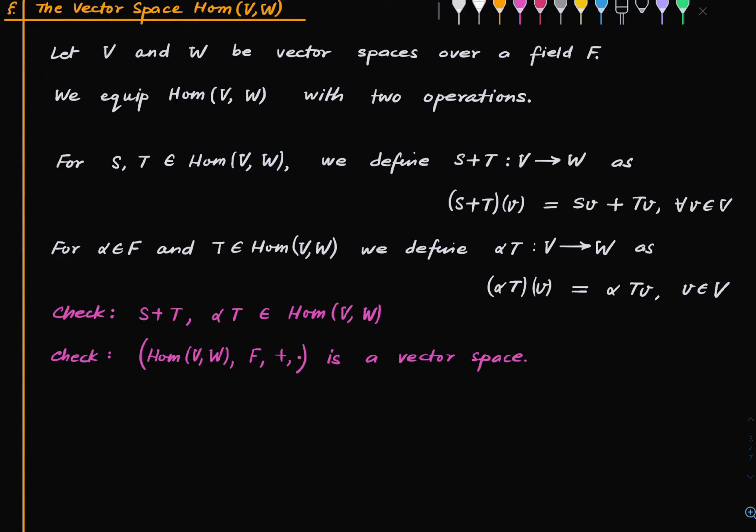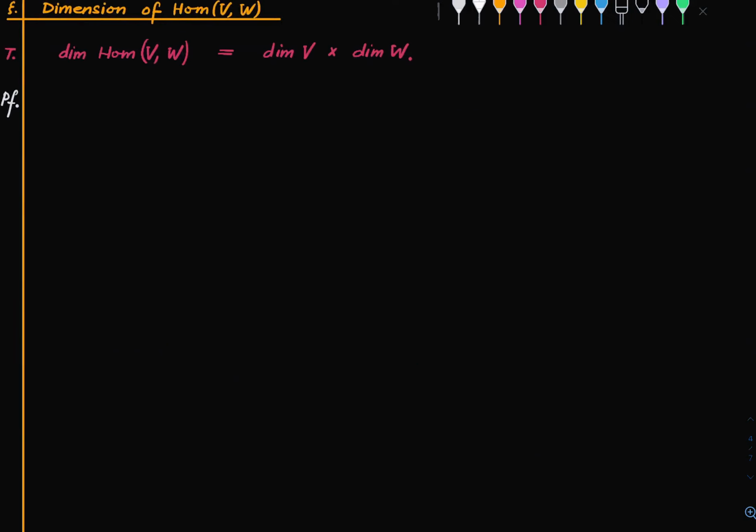And the answer to that question is not complicated. The dimension of this vector space is just the product of the dimensions of the individual spaces. It's a very nice result. But the proof is also very easy. We are going to write down the proof in full detail.